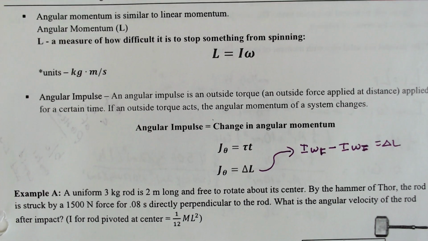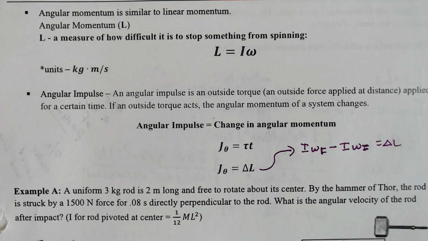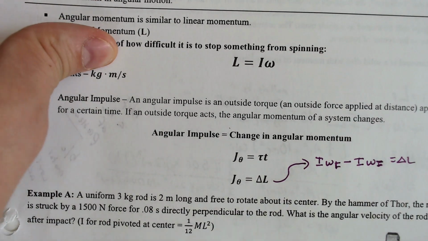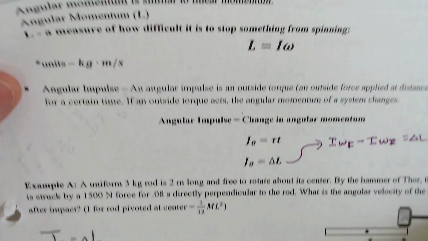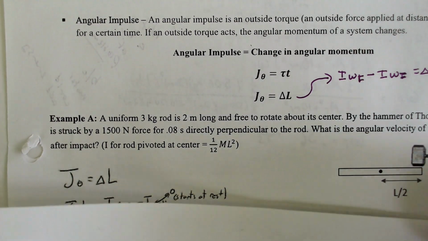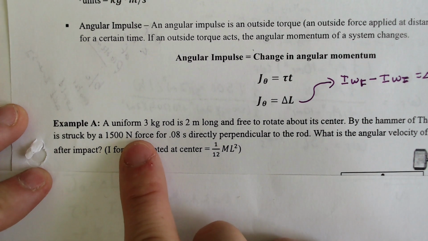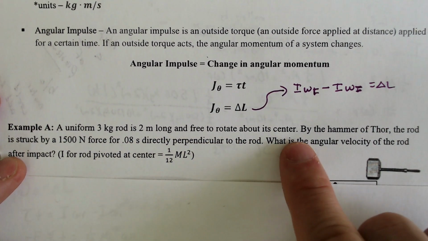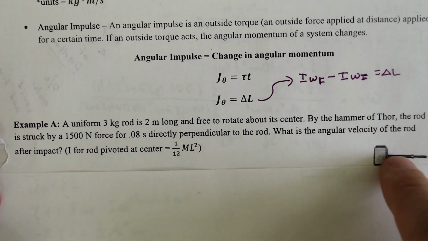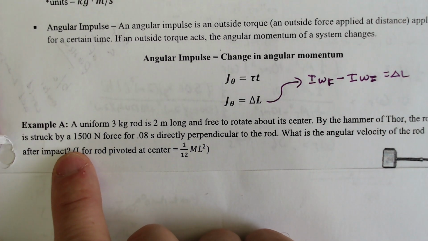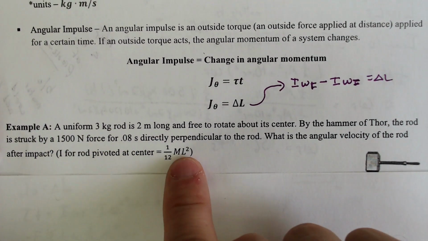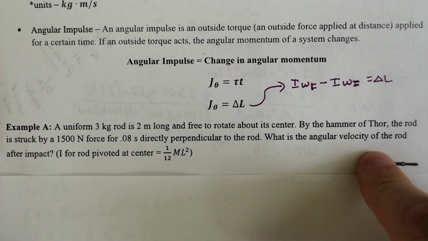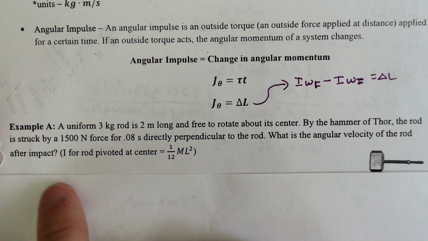All right, so let's do a few problems here. I've got the answer key right here, so I'm going to cover it up and go side by side. A uniform 3-kilogram rod that is 2 meters long is free to rotate about its center. It is struck by the hammer of Thor with a 1,500 Newton force for 8 seconds, directly perpendicular to the rod. What is the angular velocity of the rod after impact?